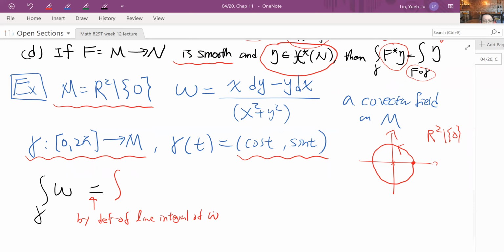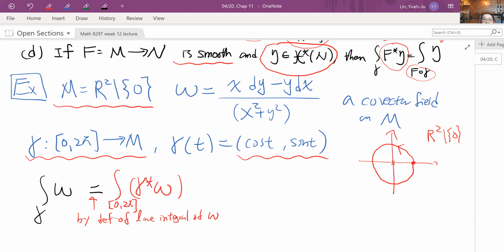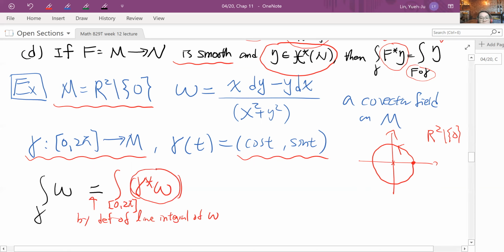If you want to integrate ω over γ, then this is the same as integrating the pullback of ω by γ. And the domain in this case will be 0 to 2π, right? You pull everything back to R. Okay, now the question is, we really need to compute explicitly what γ*ω looks like, right?